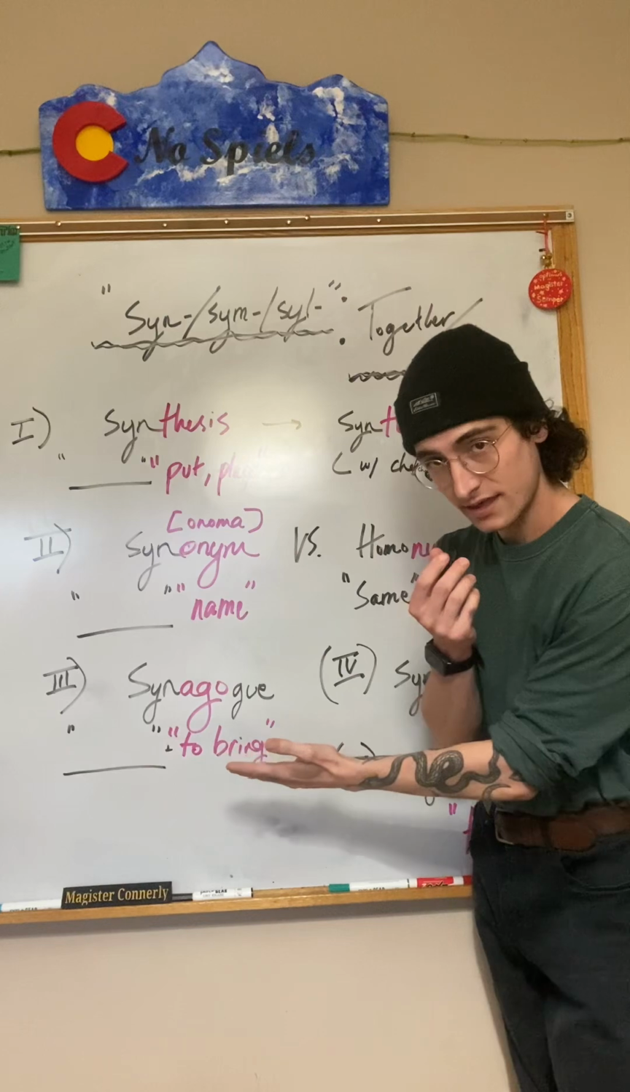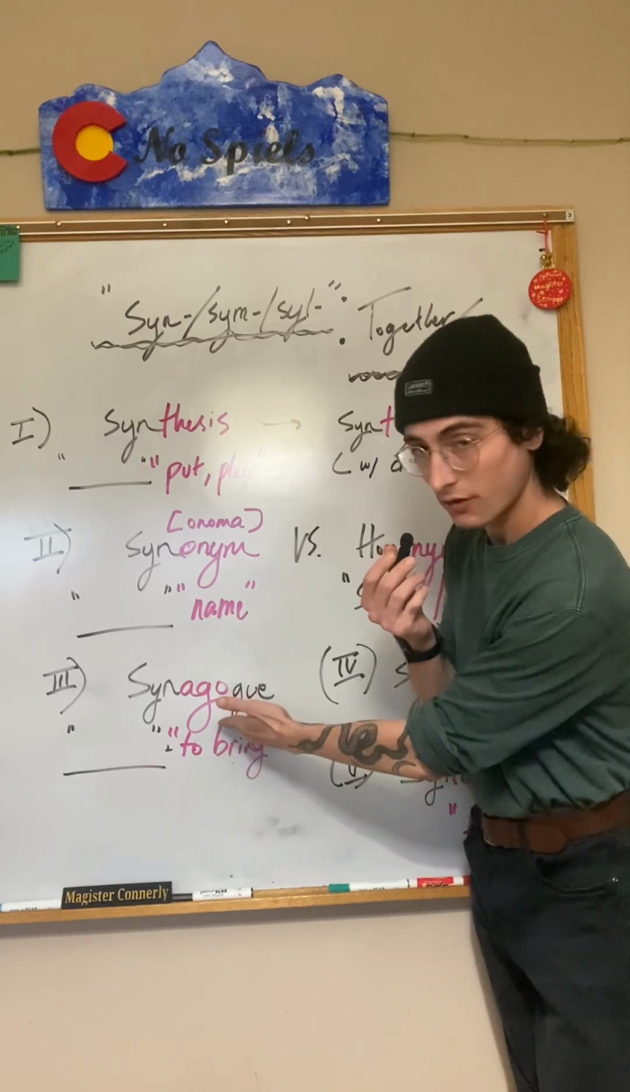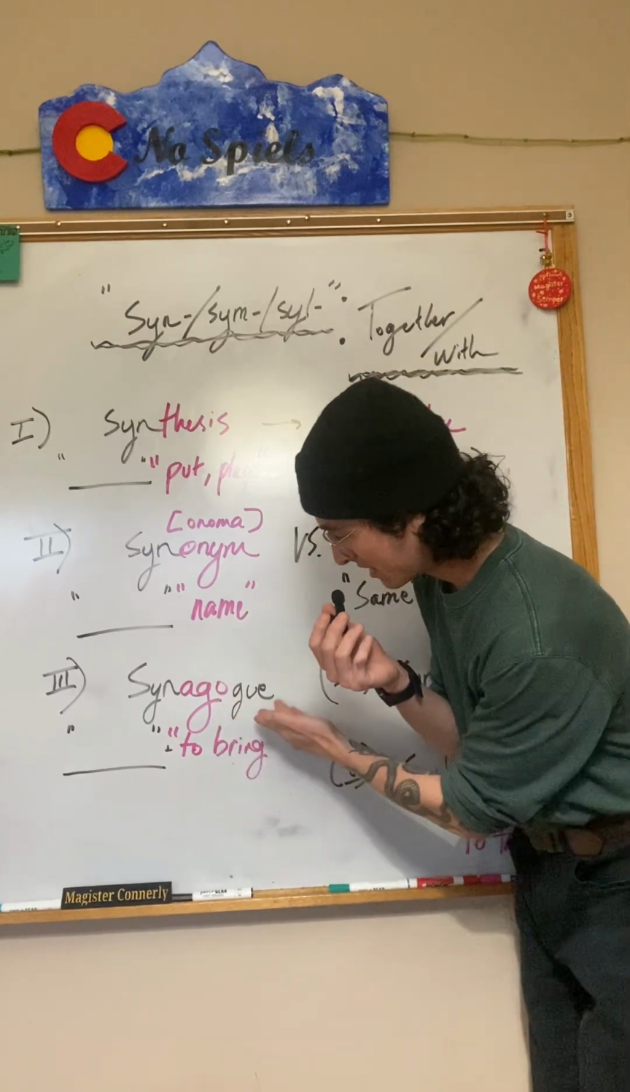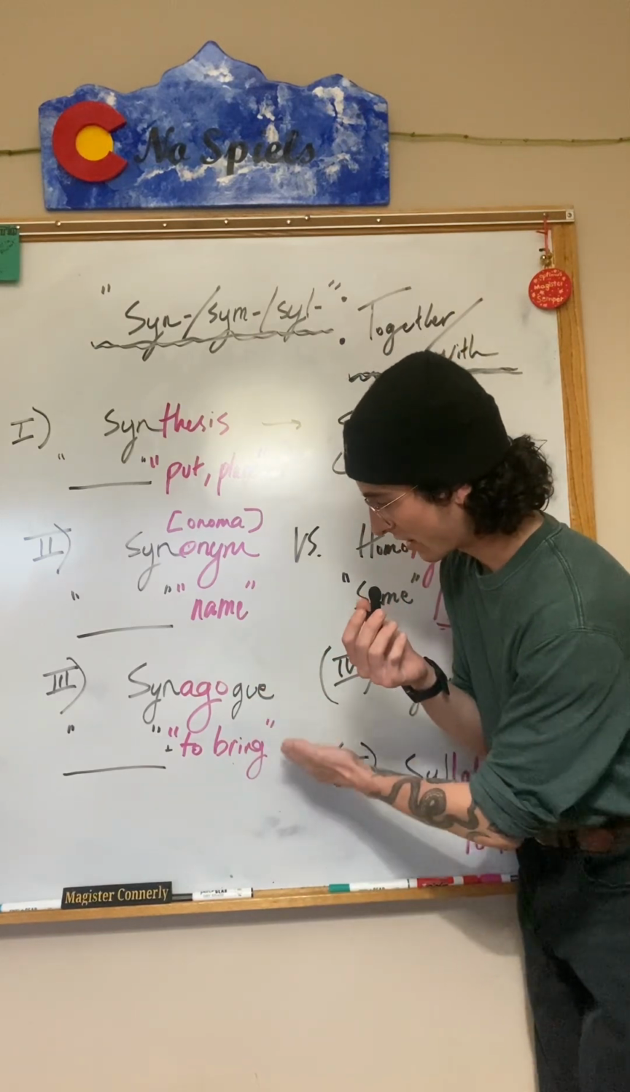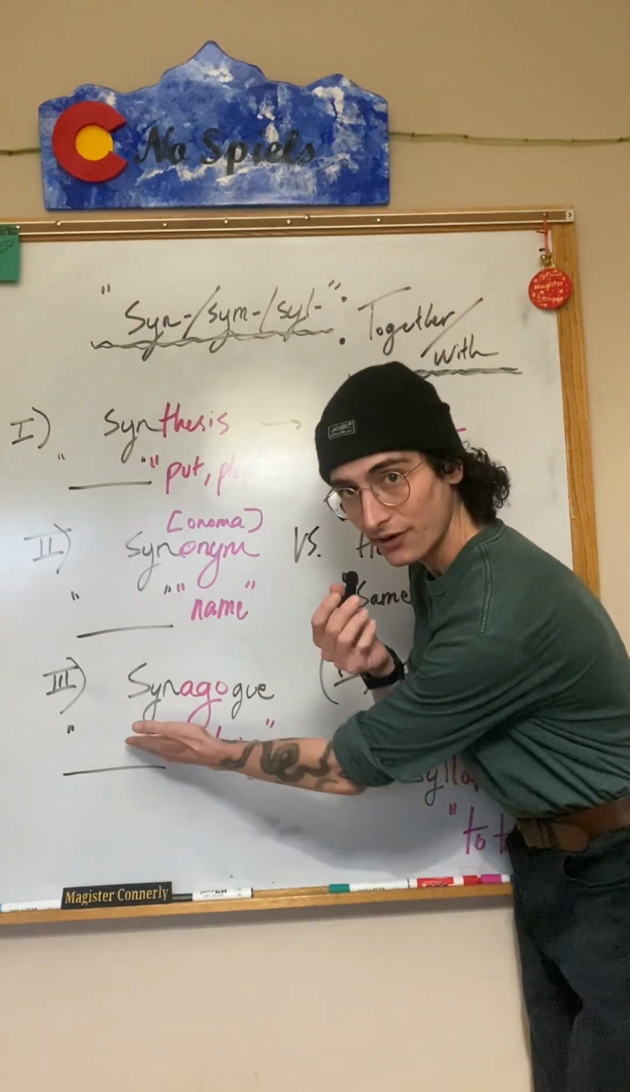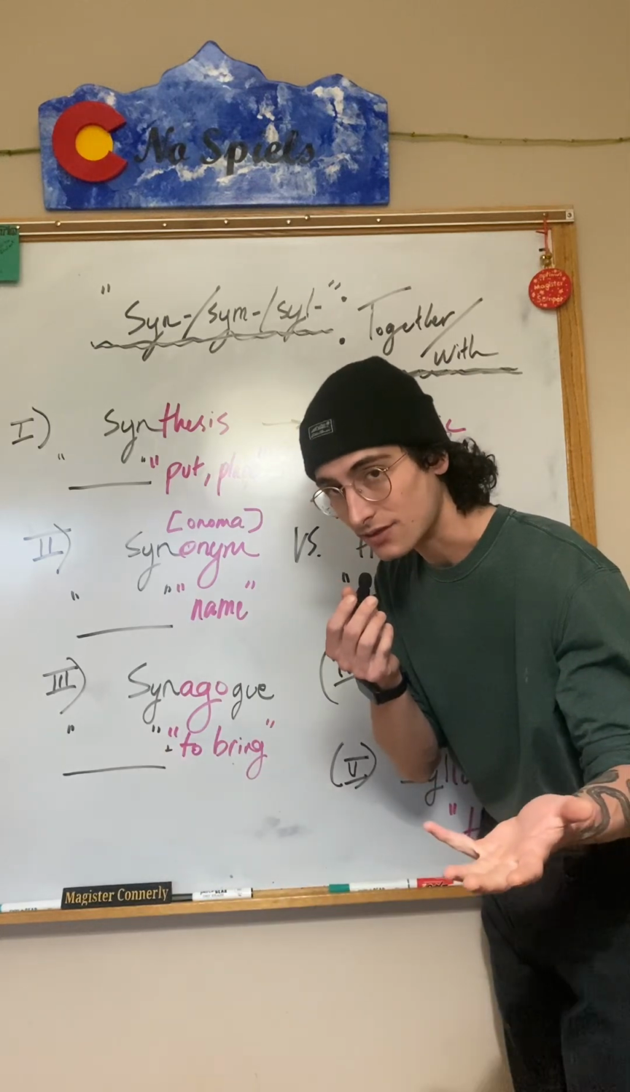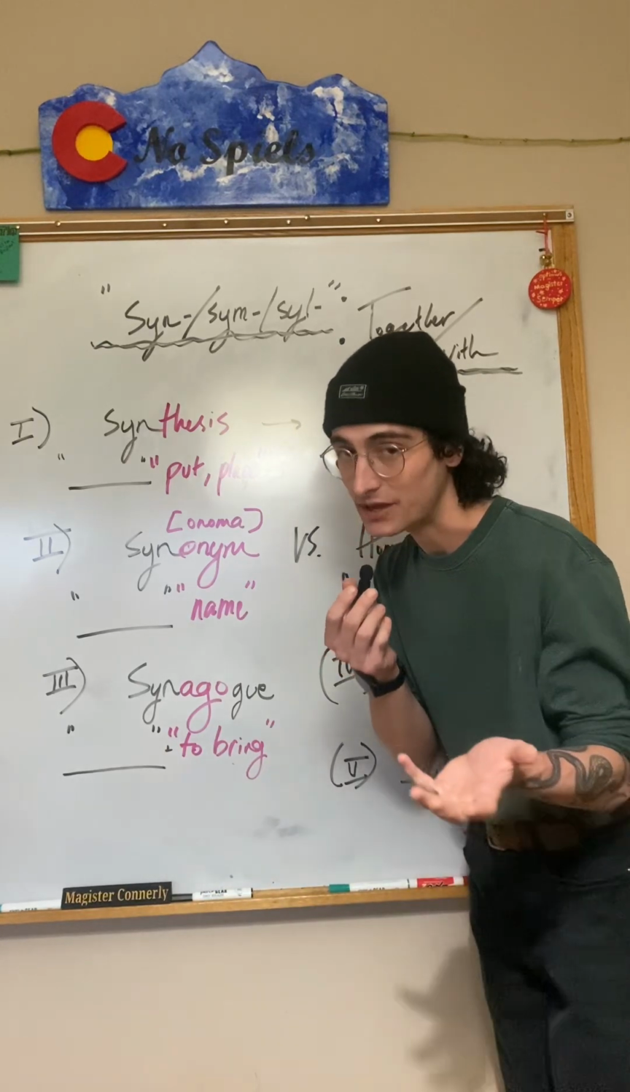I really enjoy this word. Synagogue. SYN together and or with. Ago in the Latin means to bring. And then that GUE just is a place where. A place where you bring people together. That's just what synagogue means etymologically. I think that's pretty cool.